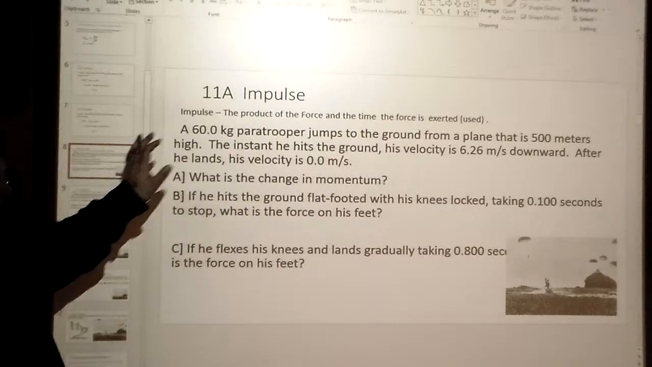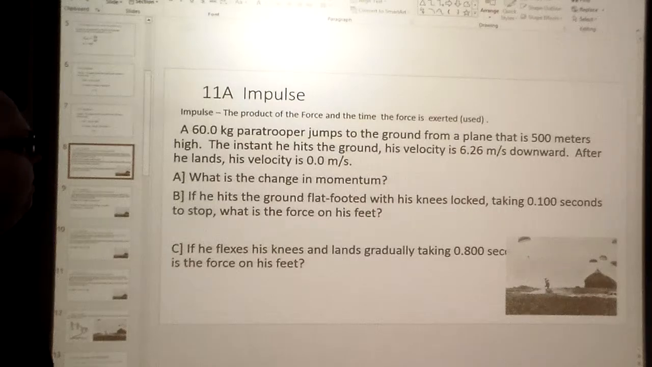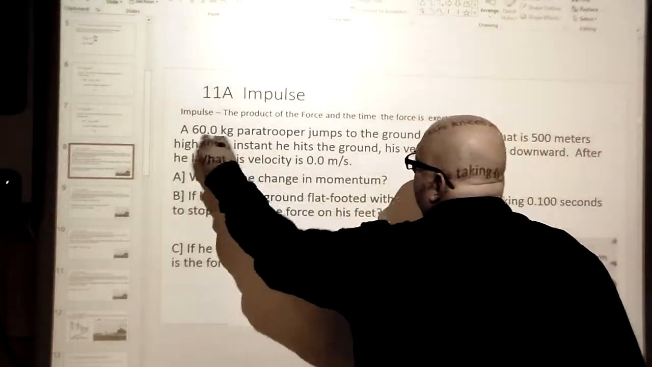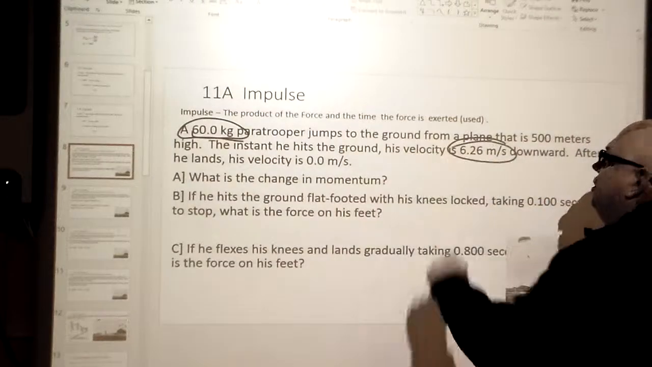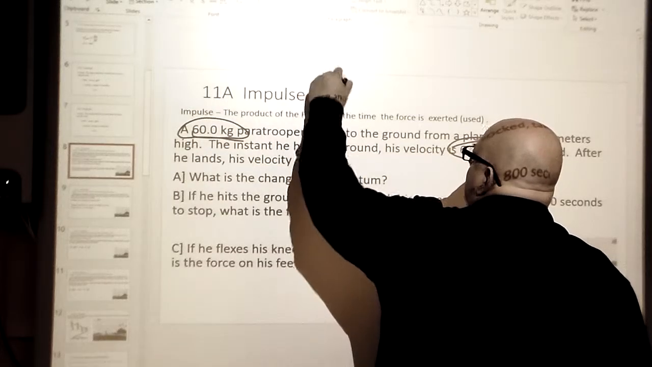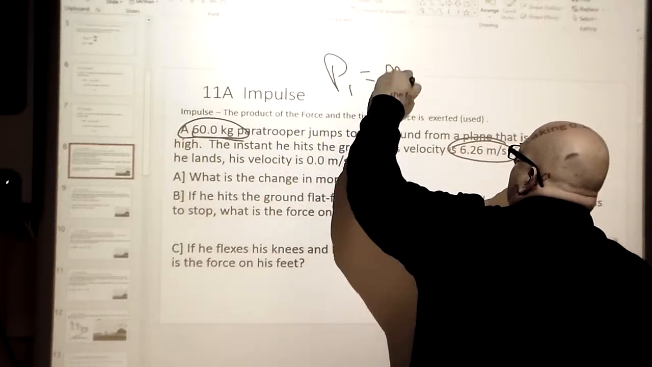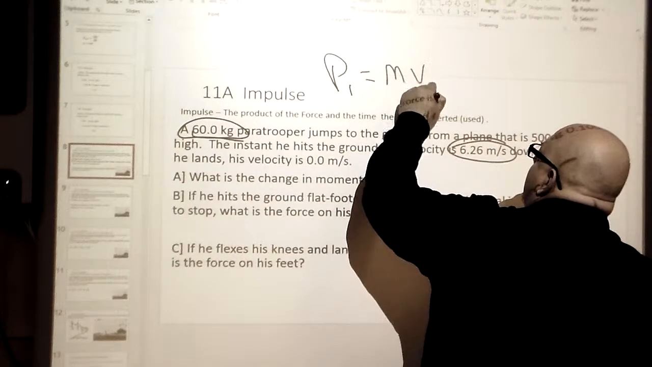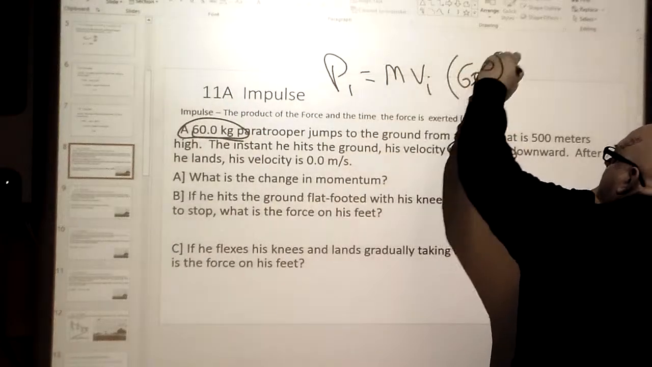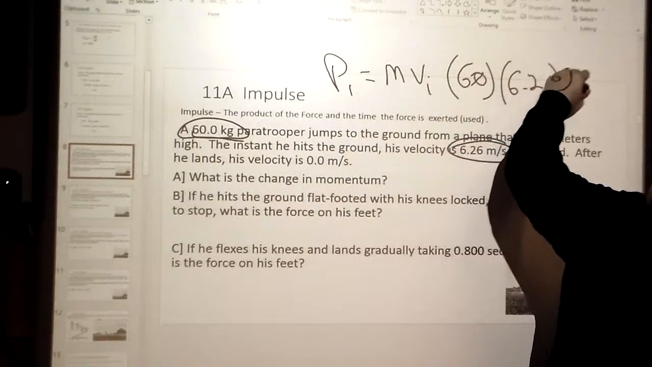All right, so we talked about a 60-kilogram paratrooper jumping to the ground from a plane 500 meters high. The instant he hits the ground, the velocity is 6.26 meters per second downward. After he lands, his velocity is 0. So what's the change in momentum? Originally you have 60 kilograms and 6.26 meters per second, so that's our initial momentum. P initial is equal to the mass of our paratrooper times the initial velocity, so that's 60 times 6.26.